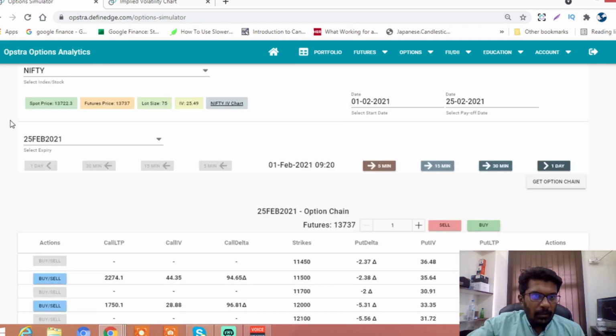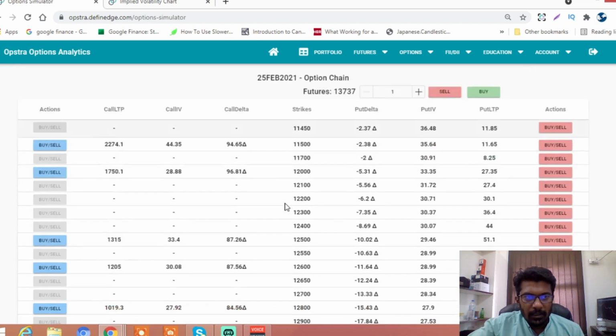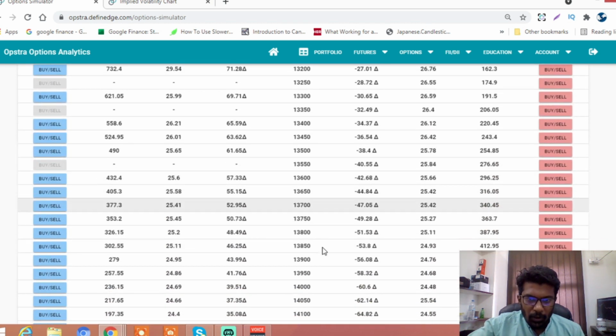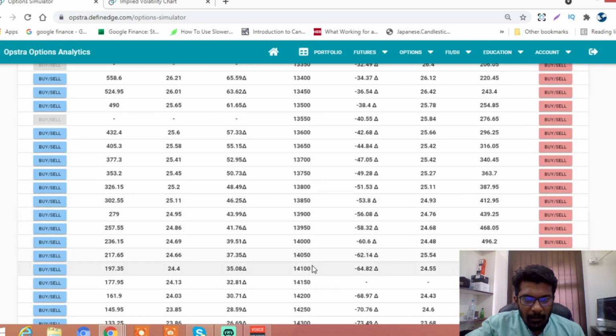Back to the point, Nifty spot on 1st of February was around 13,700. I am going to sell a call and a put 400 points away. Why 400 points away? Because the maximum gap down Nifty has had was around 400 points. For example, in 2008 when Lehman Brothers collapsed, Nifty gapped down around 400 points. So that would be our ideal selling point.